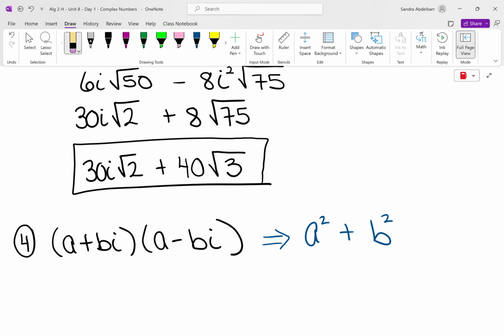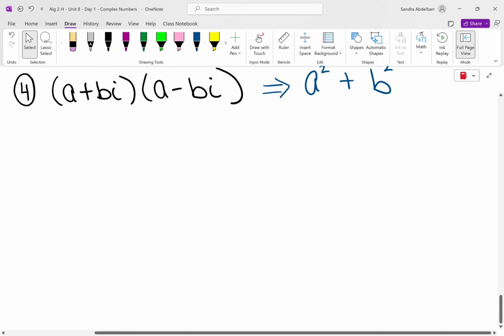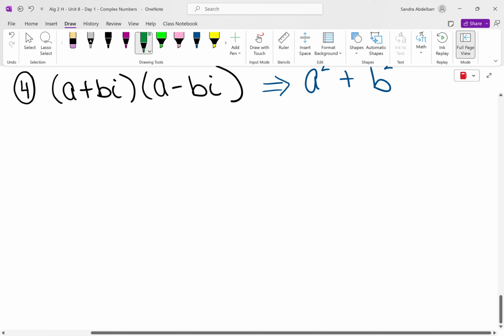a plus b times a minus b is a squared minus b squared, traditional difference of squares, right? But what about a plus bi times a minus bi? a squared plus b squared. Keep that in your head. So now I'll remember this forever. Oh, I'm glad you'll remember forever. All right. Let's talk about quotients.